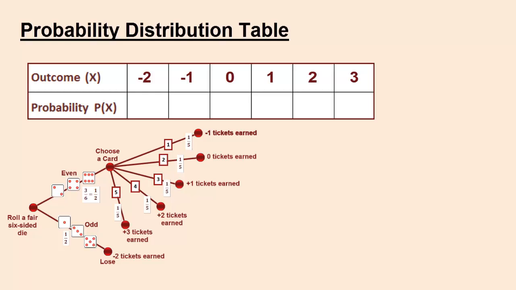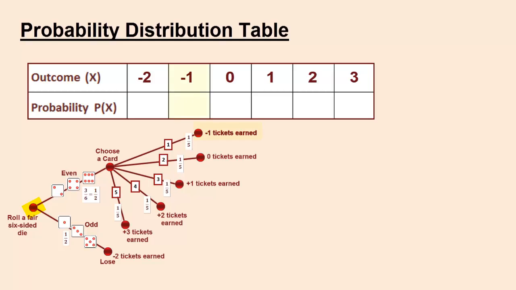There's no in-between options. There's no infinite number of options. These are them. So to find the probabilities of each of these outcomes occurring, we simply start at the beginning of the tree and multiply our way across.